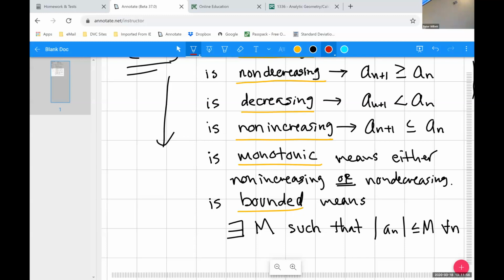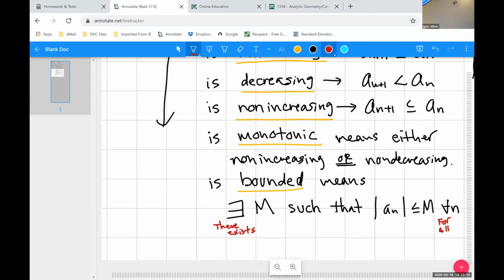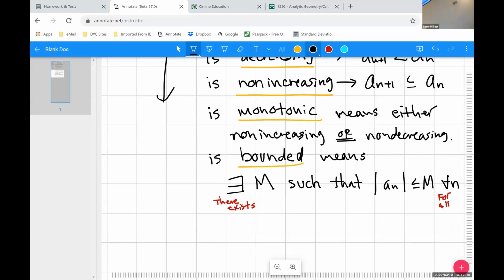Again, notation: this means there exists, and this means for all or for any. All right, so what does that mean? It means that there's some number M such that the size of the terms of the sequence in absolute value, how big the number is, whether positive or negative, we don't care, never goes beyond that number. Bounded means that there's some number big enough that the size of all the terms of the sequence never gets bigger than that number.